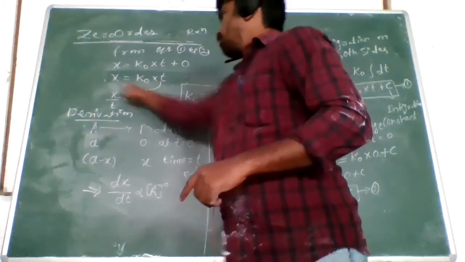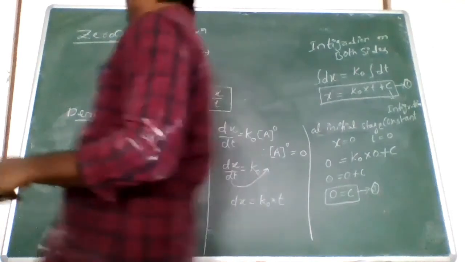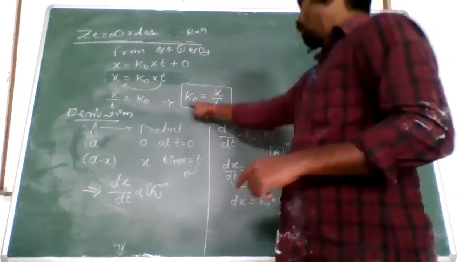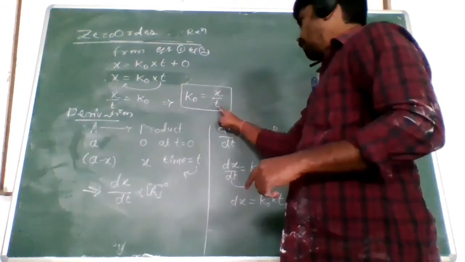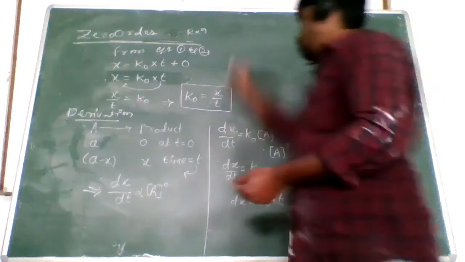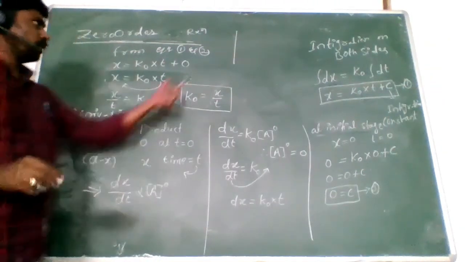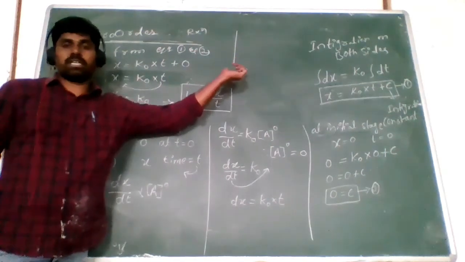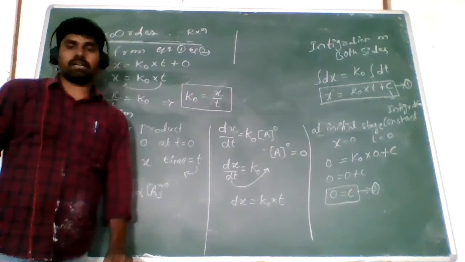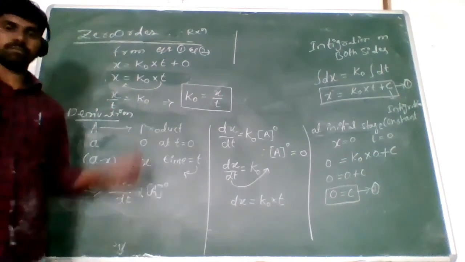So t comes to the other side: x upon t equals k naught. K naught equals x upon t, that is a zero order reaction. What is a zero order reaction? It is a reaction in which the rate of reaction does not depend on the concentration of the reactant or reactants. This is the derivation. Okay, clear?